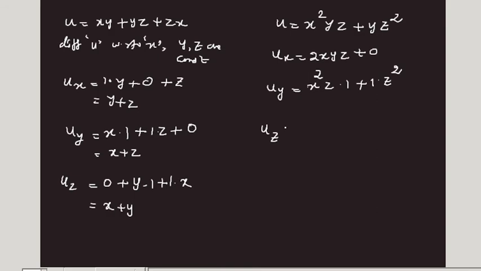U differentiated with respect to z. So here x square into y is constant into z, z differentiation is 1 plus, here y into z differentiation is nothing but 2z. Answer is x square y plus 2 into y into z.